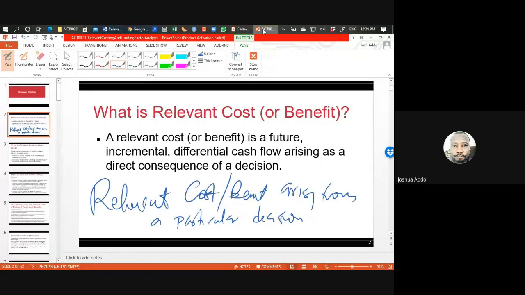It must also be an incremental cost. What do we mean by incremental costs? Incremental cost, that is the increase in cost as a result of taking the decision. Is the cost such that without taking the decision, there will be no such cost? Is the cost such that with taking of the decision, such cost came into existence? Then that makes it an incremental cost arising from that particular decision, and therefore a cost which is relevant to that decision.